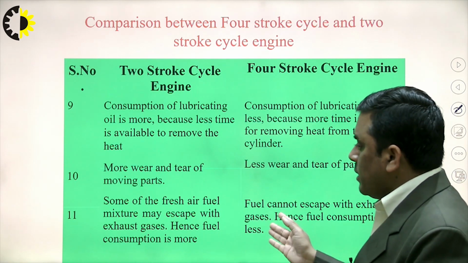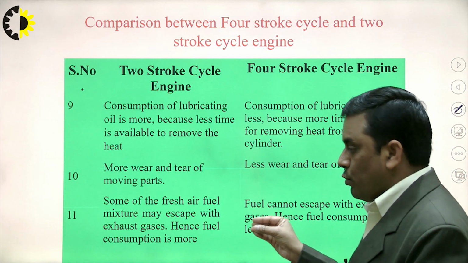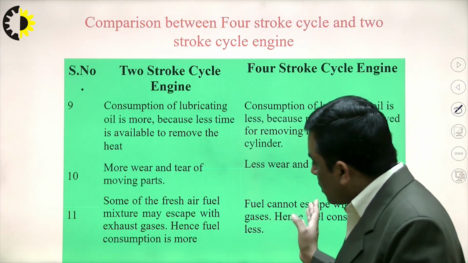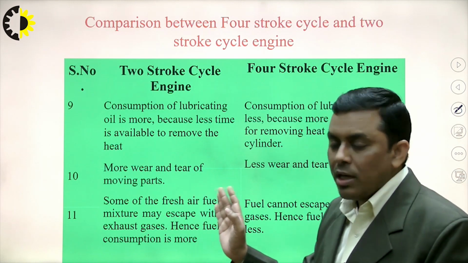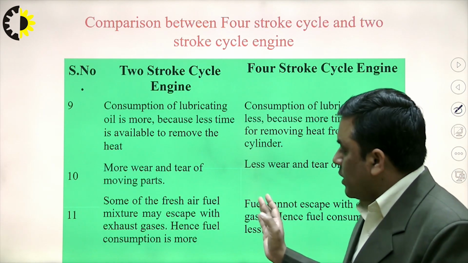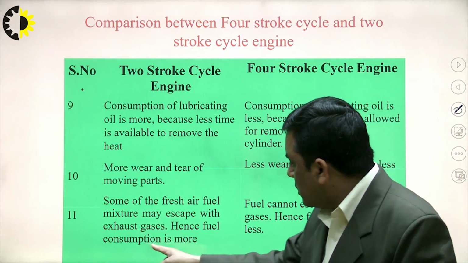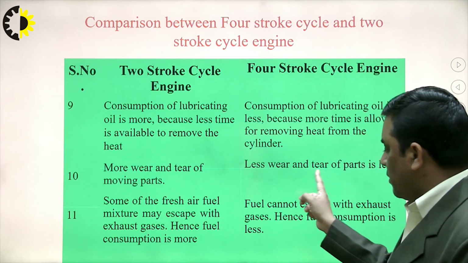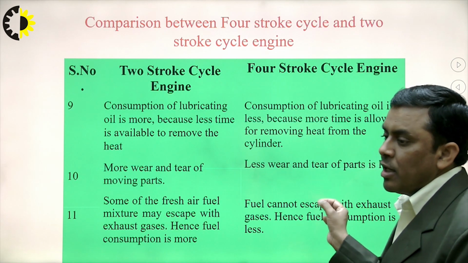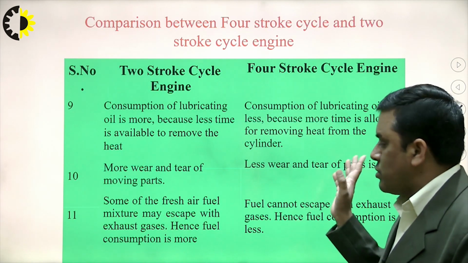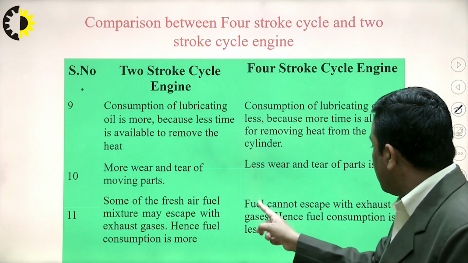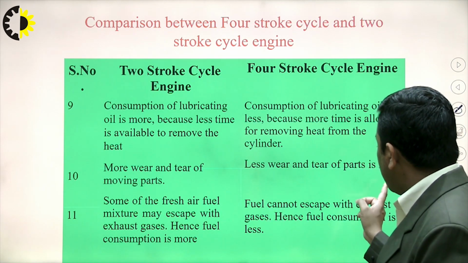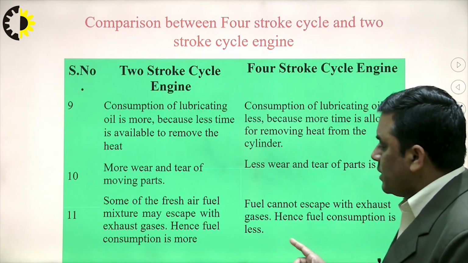Although we are putting some deflector to prevent this, but there is always a tendency of fresh air fuel mixture going out with the exhaust gases. So, this is the problem. So, fuel consumption is more. Here the valves are completely controlled by a cam. So, the chances of escaping out of fresh air fuel with exhaust gas is less. So, hence fuel consumption is less.